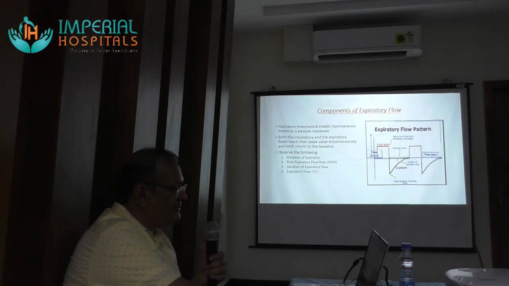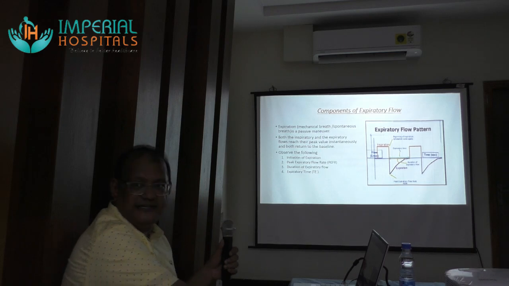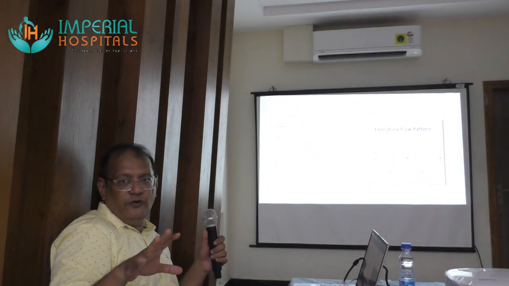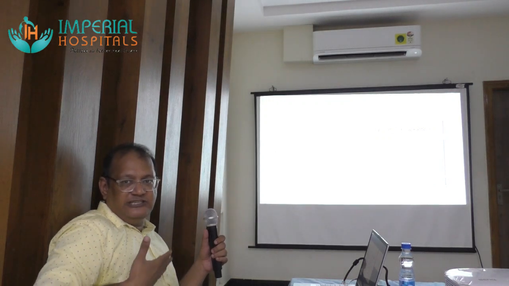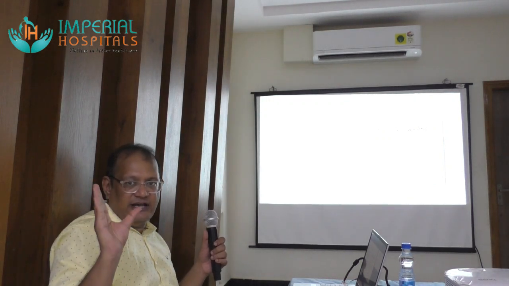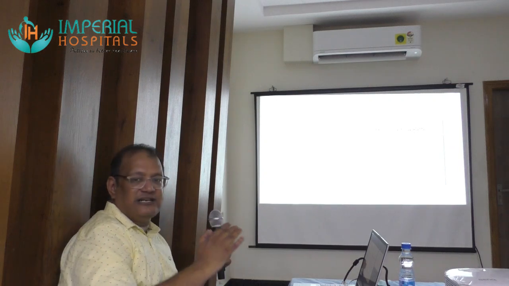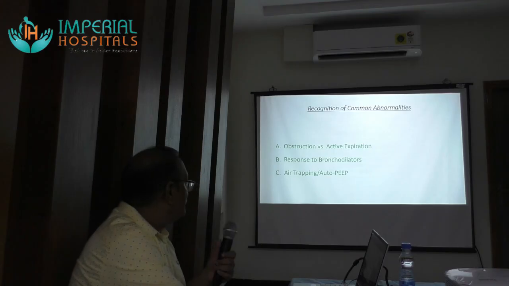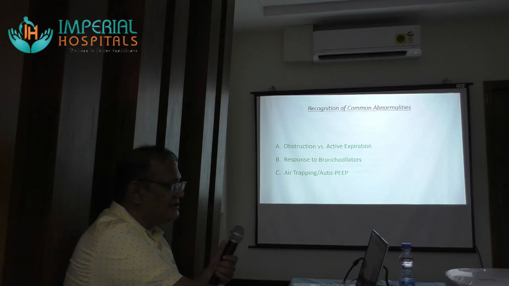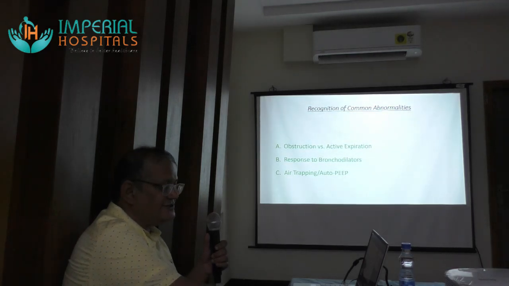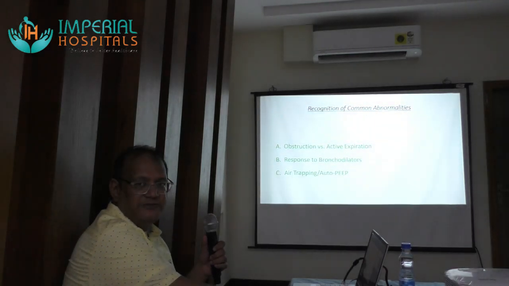So the component of expiratory flow is, you can see the initial peak expiratory flow rate starts when the expiratory valve opens. Because the lungs are full, flow is going to be maximal there. But because it is a passive process, as the lung size keeps decreasing, the recoil factor decreases, right? So the flow will slowly start decreasing till it reaches zero. So what abnormalities can we recognize in the flow time graph, right? We can look for obstruction versus active expiration, response to bronchodilators. You can look for air trapping and auto-PEEP generation.